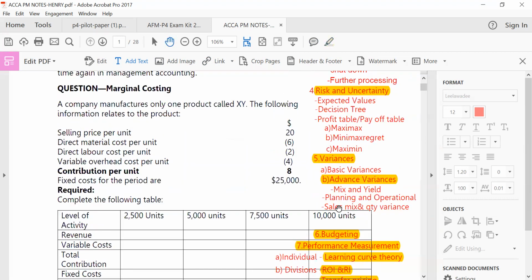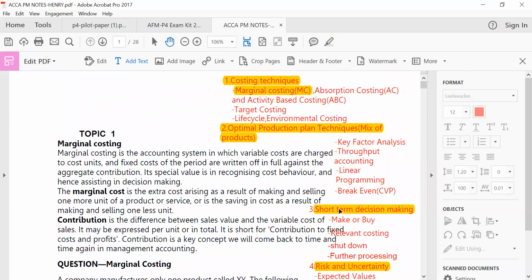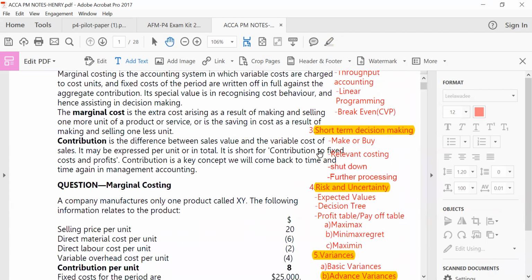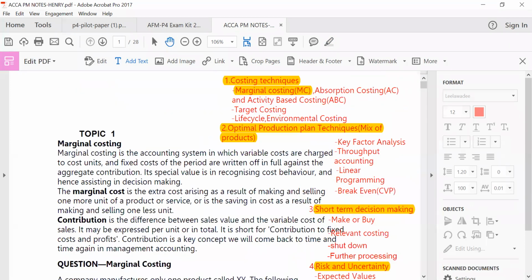So ladies and gentlemen, this is the overview of the ACCA Performance Management F5 paper. And on the day of exam, you're going to get questions on it. But I'll use the opportunity and the time left to introduce the first topics, right? So I'm just going to kickstart, then at least we make a move. When we are starting, we are going to start with the costing techniques. So the first thing is to look at marginal costing, absorption costing, activity-based costing.